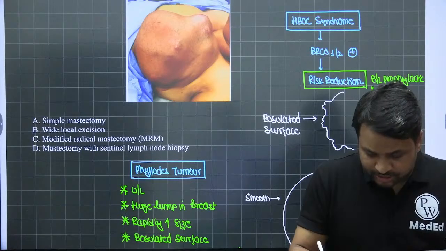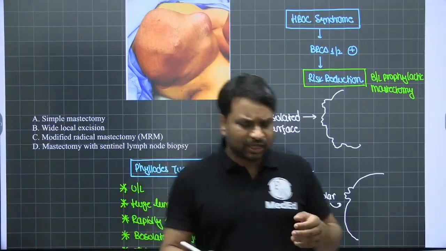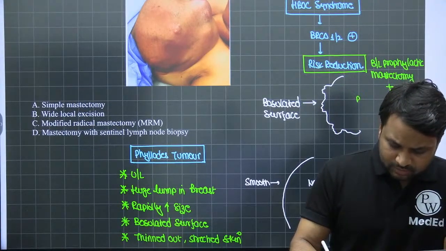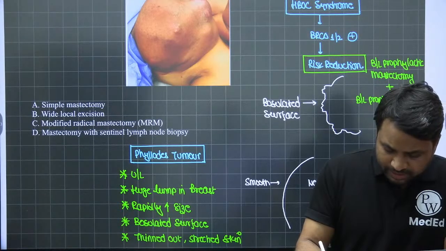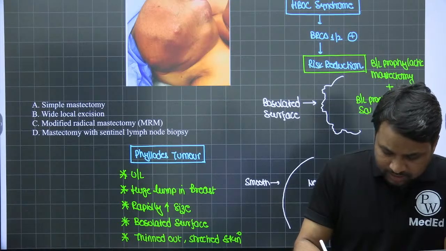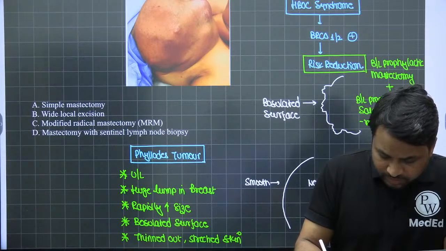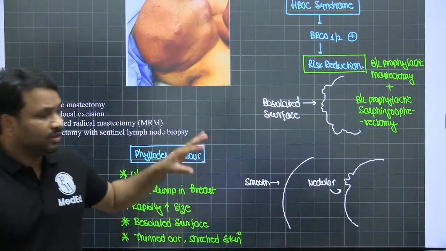The risk reduction strategy that I can offer is bilateral prophylactic mastectomy. If the ovaries are also involved, that is if the BRCA gene is positive, then I can do a bilateral prophylactic salpingo-oophorectomy. Bilateral prophylactic salpingo-oophorectomy can be performed.